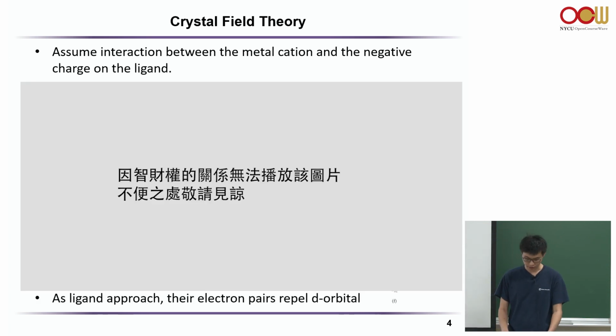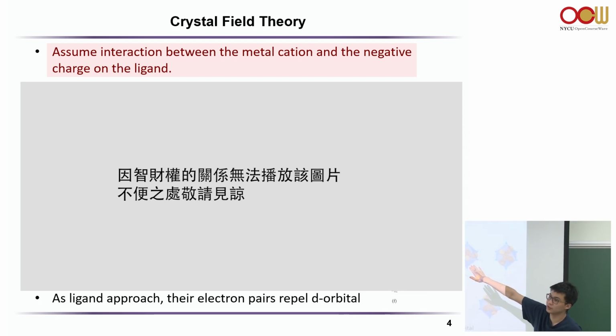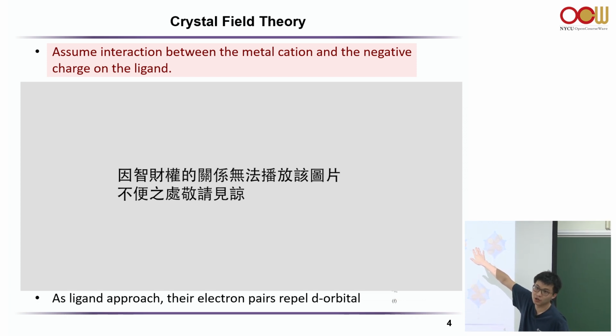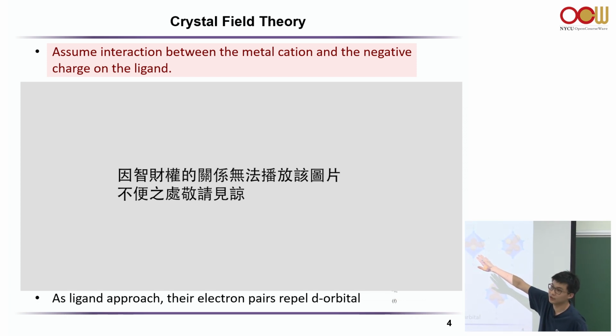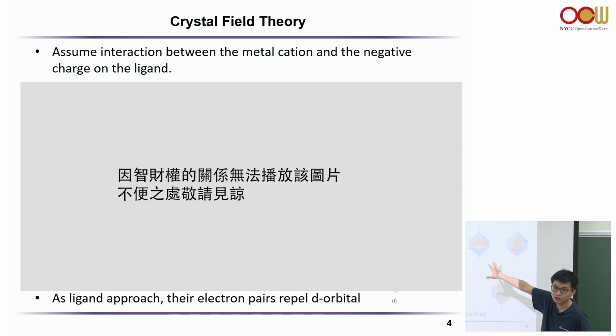As we get to crystal field theory, it assumes the interaction between the metal cation and the ligand is electrostatic. So the metal cation is positive charge and your ligand is negative charge. I know it sounds confusing for ammonia and phosphine type ligands, but you can think of it where it's electron rich, that's negative charge. If you have electron deficient, that's positive charge.